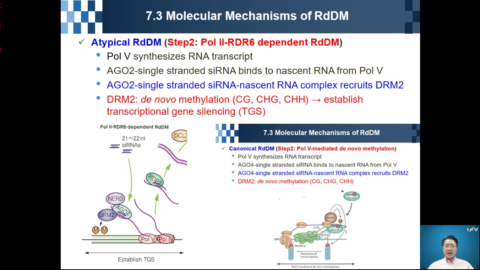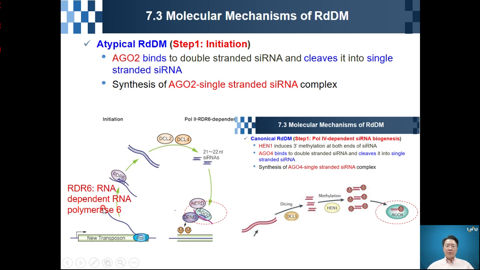So in this slide, I will explain the second step in atypical RdDM. We call it RNA polymerase 2 and RDR6 dependent RdDM. Okay, so RNA polymerase 5 synthesizes the RNA transcript. After that, in the previous step, we found that the AGO2 and single-stranded siRNA complex is synthesized.